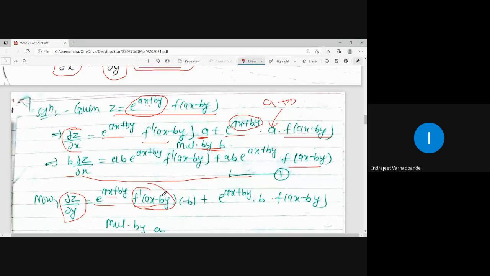f dash of u into derivative of u. In ax minus by, a is constant, x is constant, so that derivative is 0. Minus b into y. B is constant, derivative of y is 1. So what is left in the multiplication? Minus b. Clear?